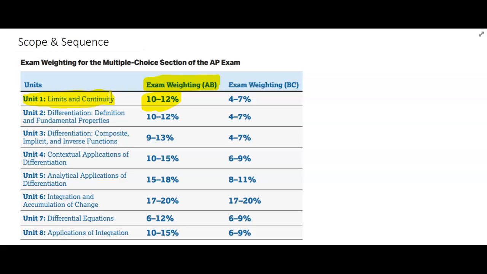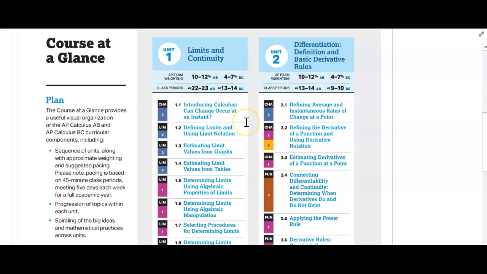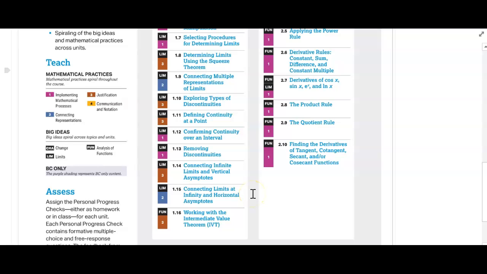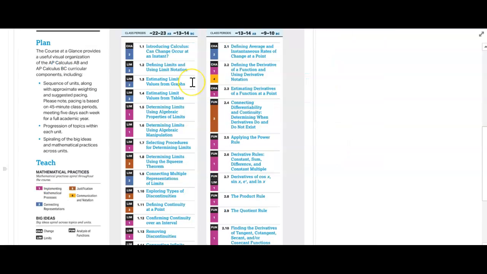As we look at what is included in this unit, AP provides a course at a glance. And as we look at this first unit, which is again over limits and continuity, we see that it's pretty long. It's about 16 lessons. We will cut some of those out. We will combine some, but for the most part, we will be following this course at a glance to a T. And so you might notice if you're looking at our notes for today, we are going to be talking about estimating limit values from graphs, and that is lesson 1.3 in the course at a glance.